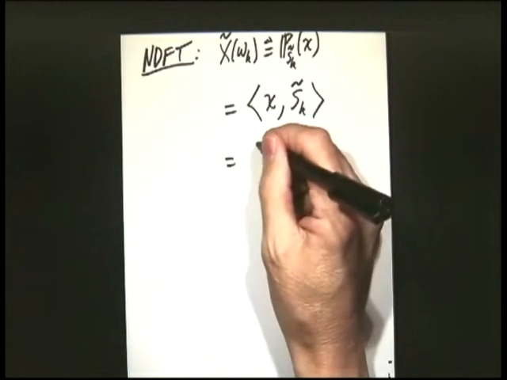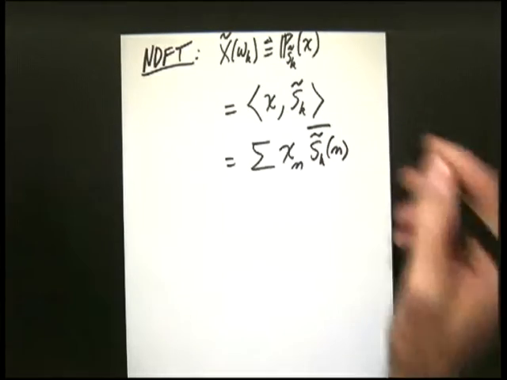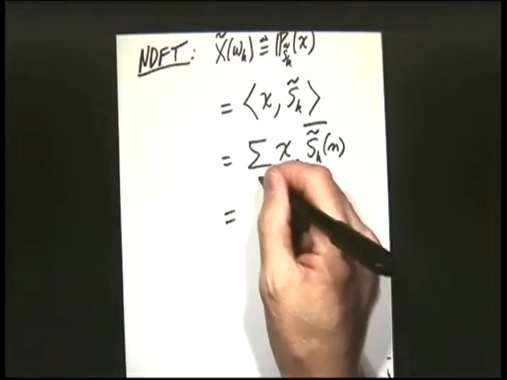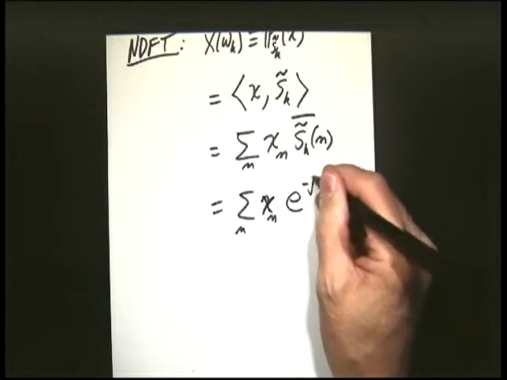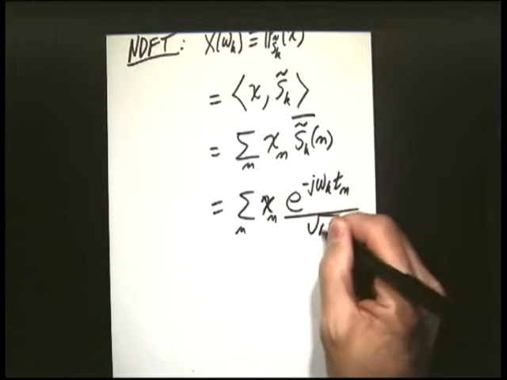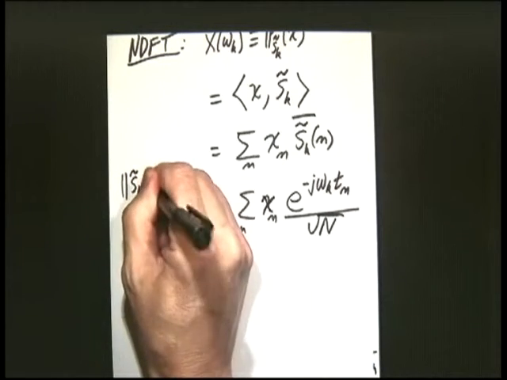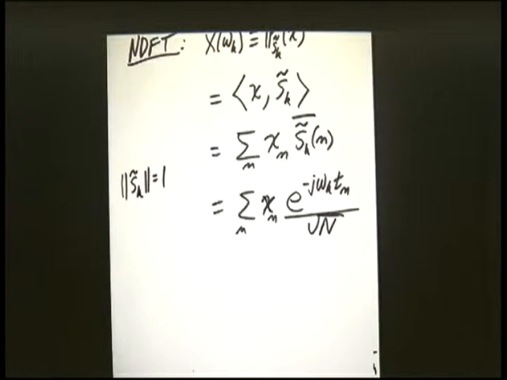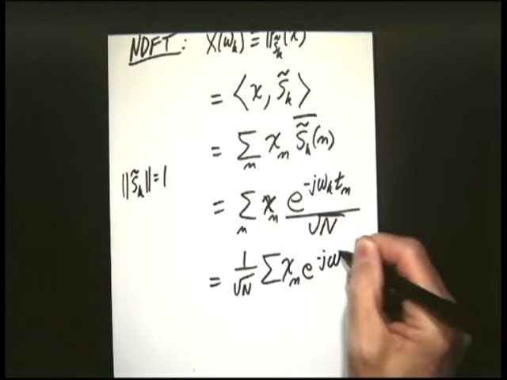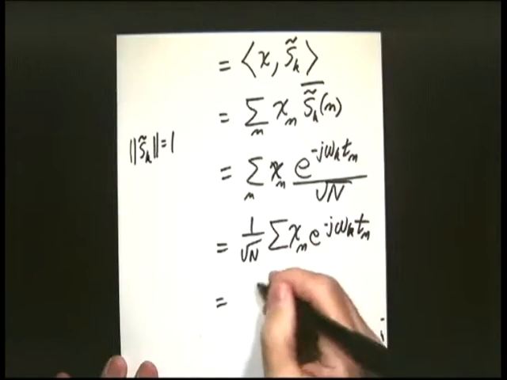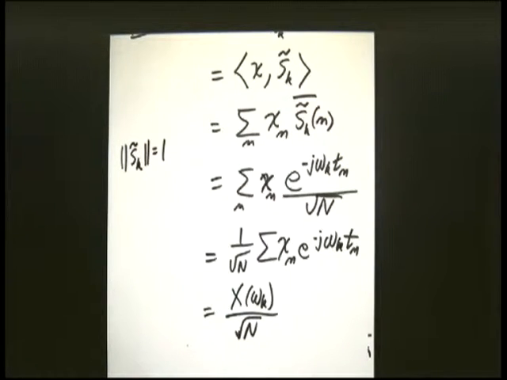So let's look at the definition of that expanded. We take the inner product of x sub n with s tilde sub k bar of n. And that is equal to the sum over n of x of n e to the minus j omega sub k t sub n over the square root of N. And so the square root of N is what's normalizing this to give us that the norm of s tilde sub k is equal to 1. So that's the sense in which this is normalized. And we can pull this 1 over square root of N out in front and see that it's just a regular DFT divided by square root of N. So I'm keeping all the same notation. I'm not redefining any notation. I've got a new transform, the NDFT.